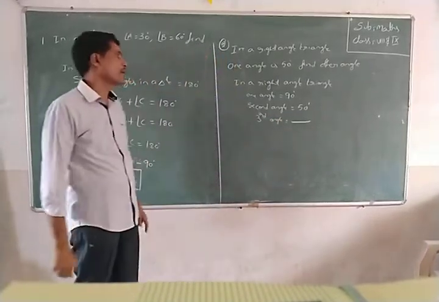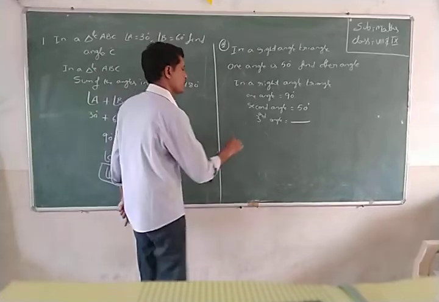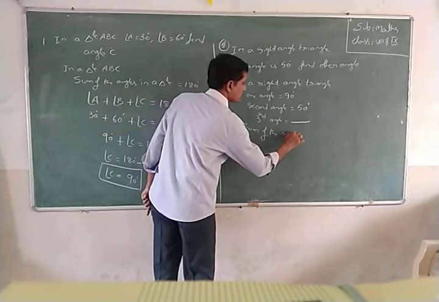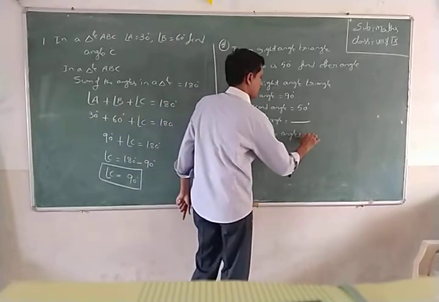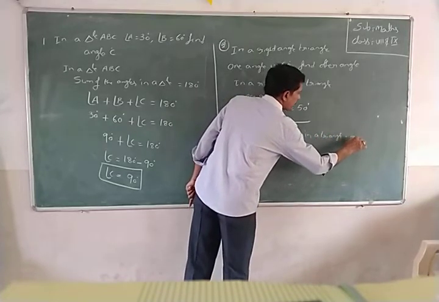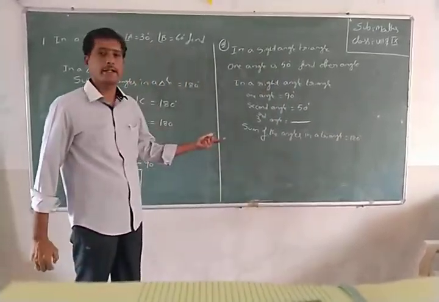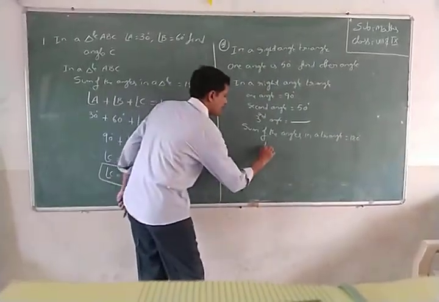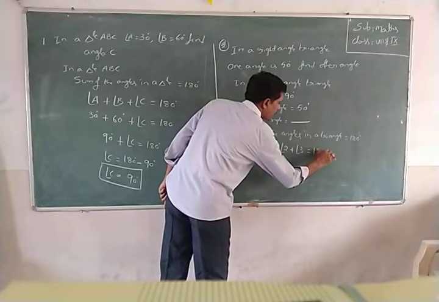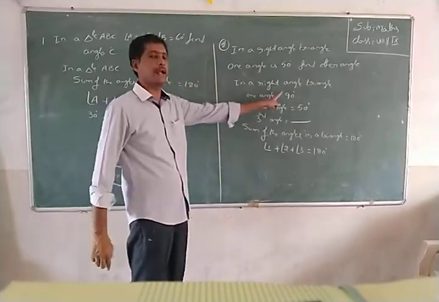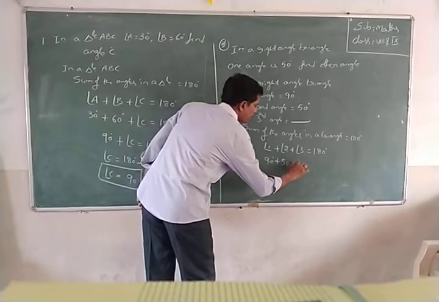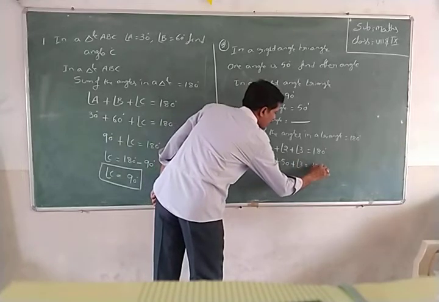In any triangle, how much is the sum of the angles? The sum of the angles in a triangle equals 180 degrees. How many angles are there? Three angles. Therefore angle 1 plus angle 2 plus angle 3 equals 180 degrees. Here angle 1 is 90 degrees, plus 50 degrees as the second angle. The third angle is not given, that is angle 3, and the total equals 180 degrees.